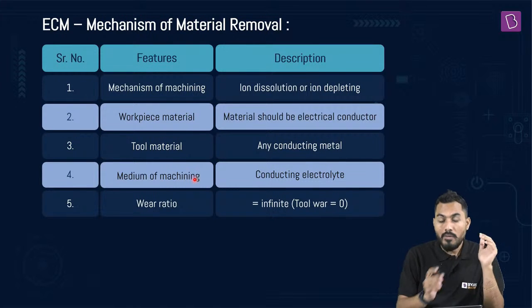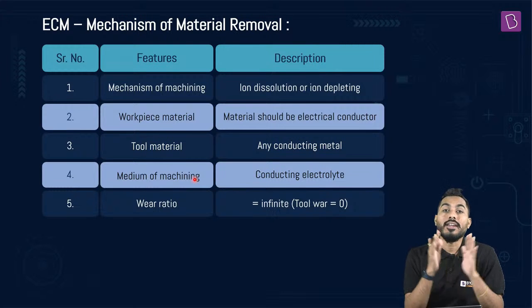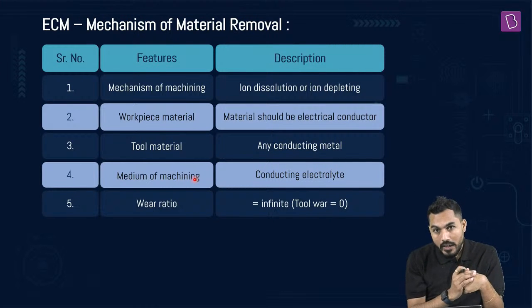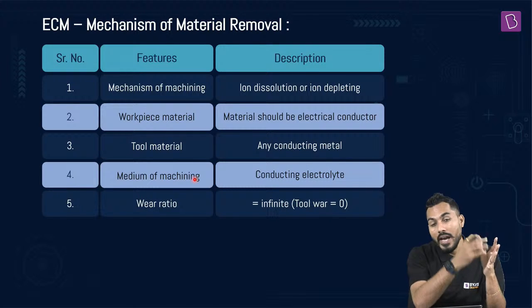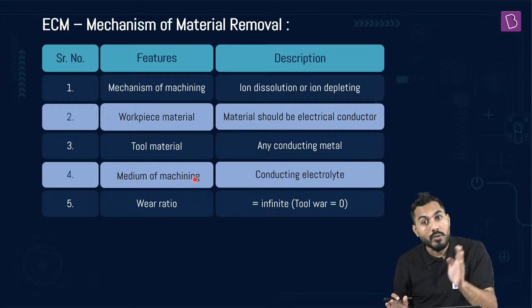Right, fine. Medium of machining operation. A requirement of the medium of machining operation is that a conducting electrolytic solution has to be there. If there is no conductivity, then the electrical circuit will not be completed, electromotive force will not be generated, and the ions will not get depleted from the workpiece. That is the mechanism of removal of material.